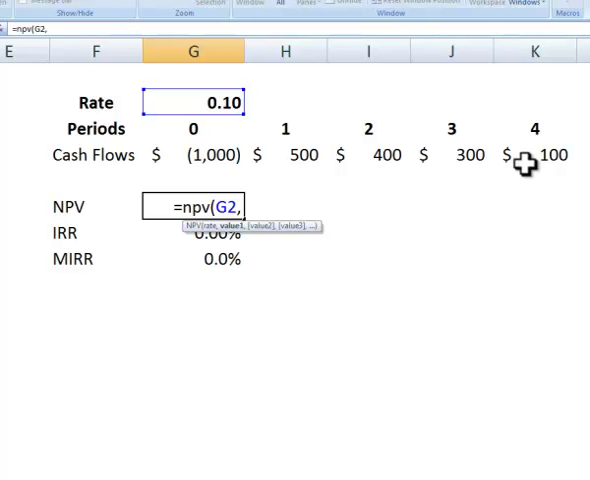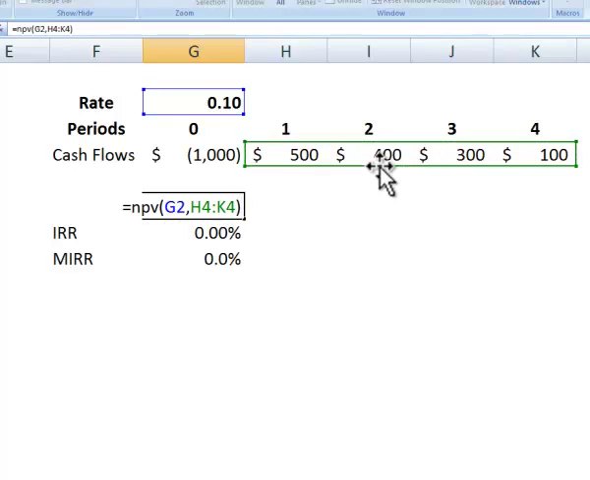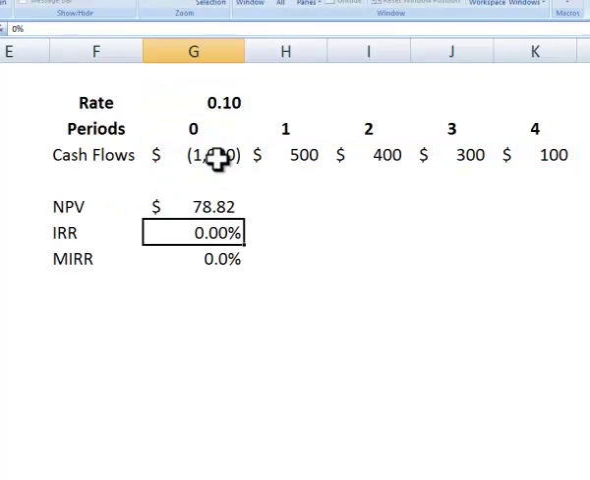In Excel, there's a little nuance. When it says it wants the values, it only wants the future flows. Look at what I'm doing. I'm highlighting, I just ran my cursor across the future flows for values. Then I'm closing the parentheses, and then I am adding in the negative year zero. And then I hit the enter button, and look at that. I get the net present value of 78.82.